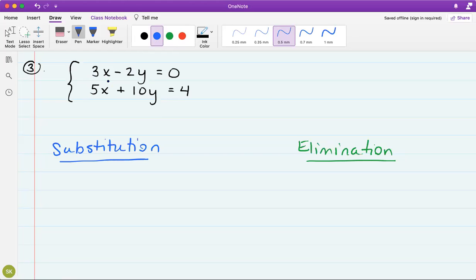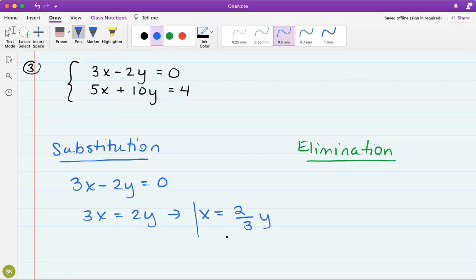I think we could just solve for x in the first equation. So we have 3x minus 2y is equal to 0. So move the y over. So we get 3x is equal to 2y, or x is equal to 2 over 3 y. So that's our first step. We solve for a variable.